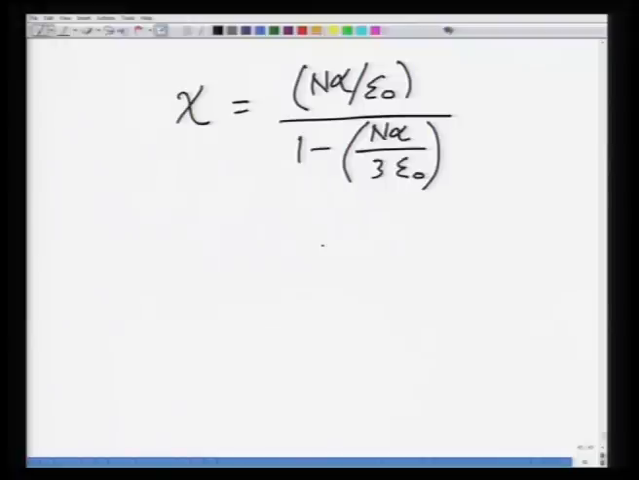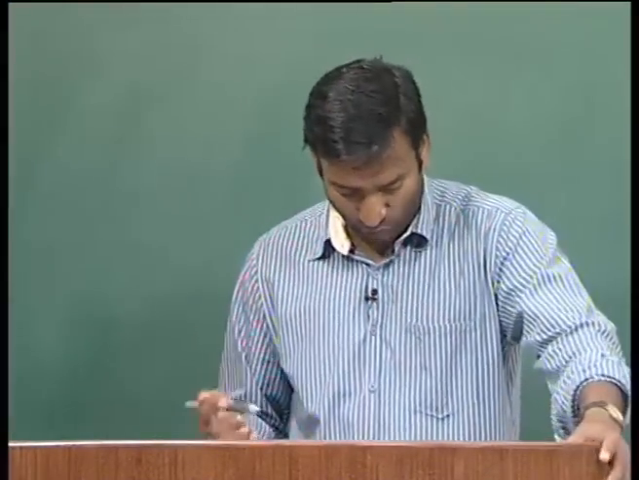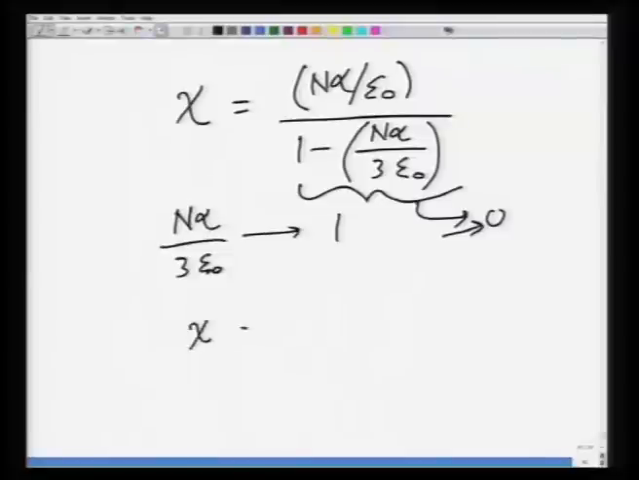So, what it basically shows is that when n alpha by 3 epsilon naught approaches 1, this denominator approaches 0, and when the denominator approaches 0, chi becomes infinity. That is what happens for ferroelectric materials, because ferroelectric materials have a very large response to the applied field, which means they show very large susceptibilities. So this would mean chi tending to infinity, and this makes sense.